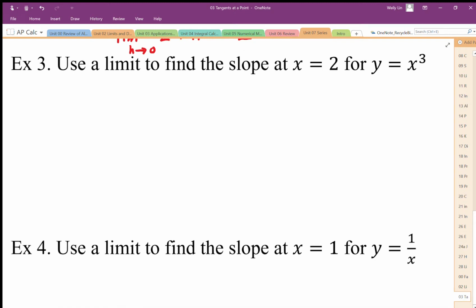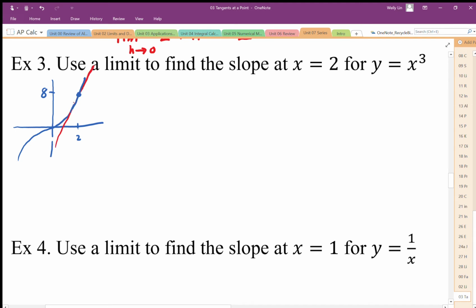So what does the slope look like for this problem here? We have a cubic function, and at x equals 2 and y equals 8, we want to know the slope of that tangent line. Okay, what is the slope of that line that just runs tangent through that point?